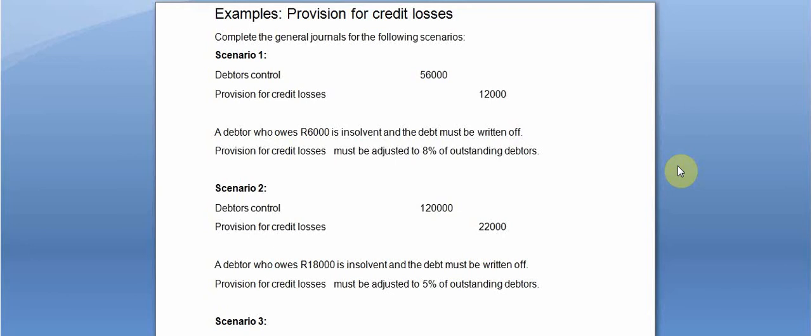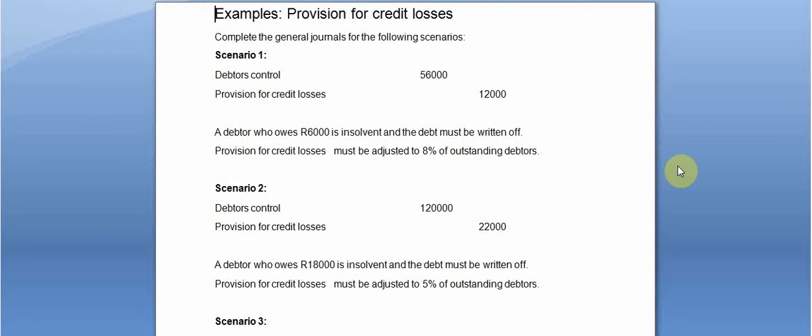This is a very highly requested video, so I decided to also make this one. And this is calculations for your provisions for credit losses. I'm going to do this just in the format of general journals, but it will help you understand better how to approach this question or this type of transaction. Normally it's just one of the additional notes that you have to do in a profit and loss account.